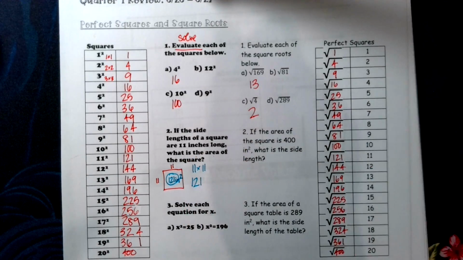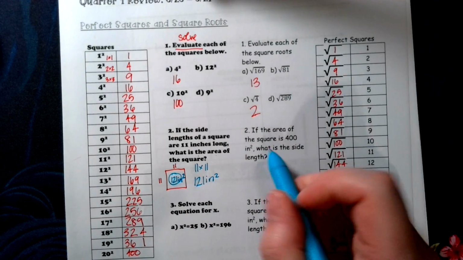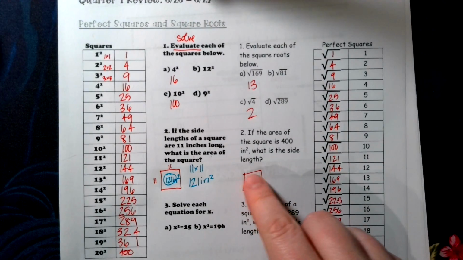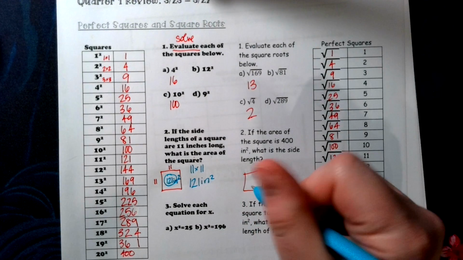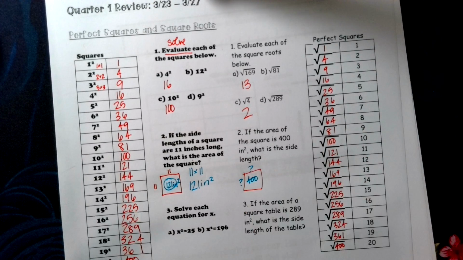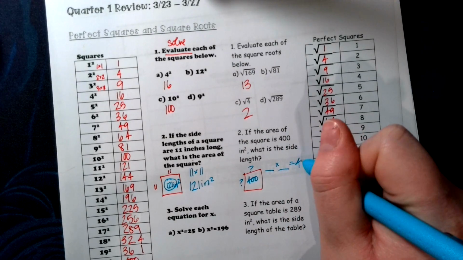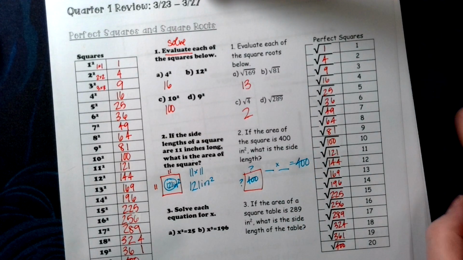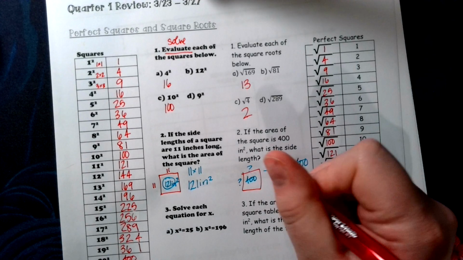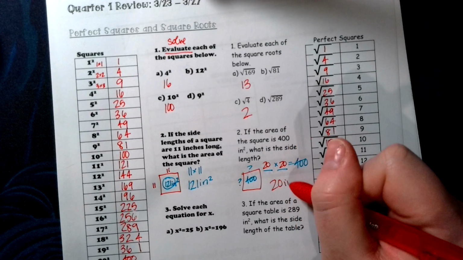And then again, this side, this is the opposite. This one tells me that I have a square and the area, the inside, is 400. I need to figure out what are those side lengths. So I need to think to myself, what number times itself is going to give me 400? And then we know, looking at this chart, 20 times 20 is going to give me 400. So that means each of those side lengths are going to be 20 inches.